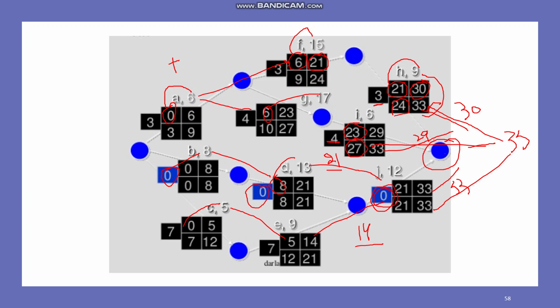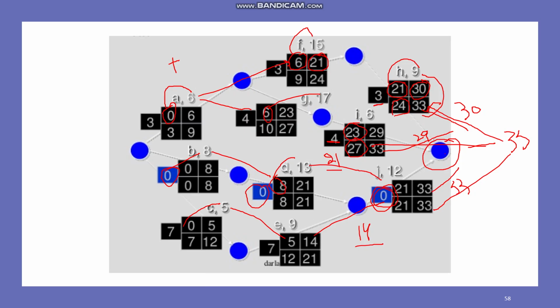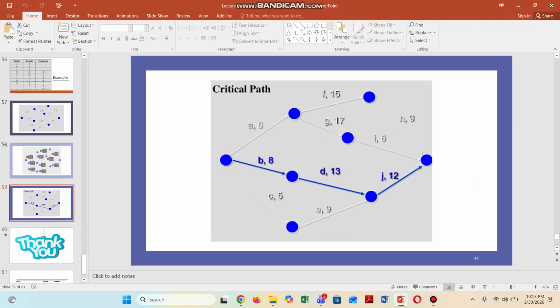So this is our critical path here. So this becomes our critical path. Means these are the activities which you cannot delay. So this is our critical path: B, D, J. These are our critical path activities which you cannot delay because they are the important or critical activities.